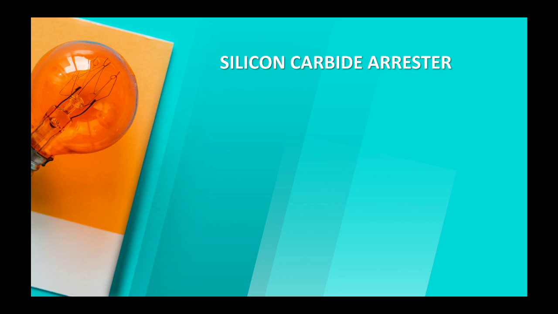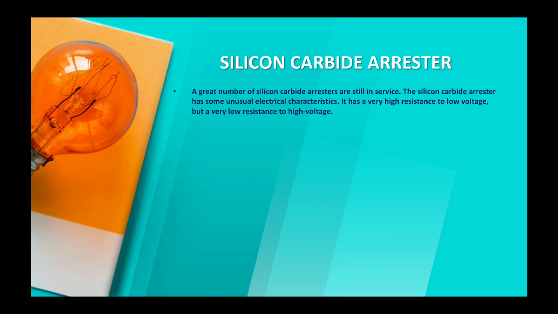Now the silicon carbide arrestor. A great number of silicon carbide arrestors are still in service. The silicon carbide arrestor has some unusual electrical characteristics. It has very high resistance to low voltage and very low resistance to high voltage. So when the voltage is high, or when over voltage protection is needed, the resistance of the silicon carbide decreases.